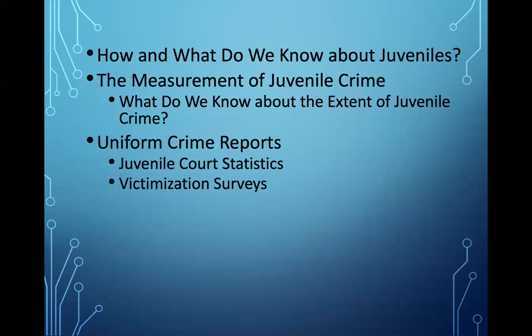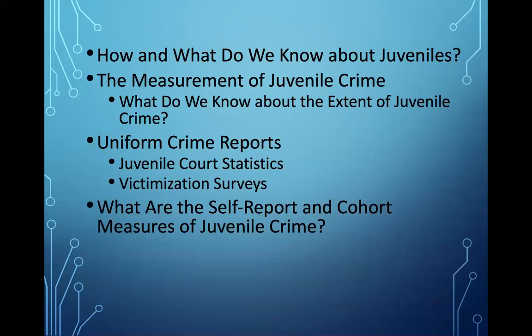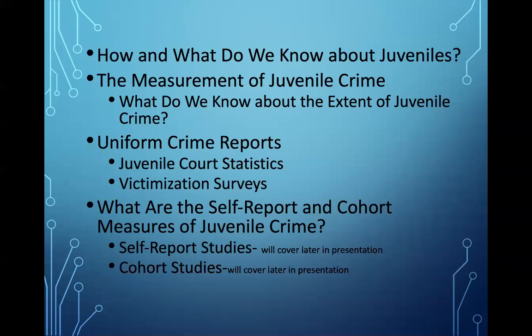We also know about it through victimization surveys, because we have found that a lot of times there's a lot of crime occurring that's not captured, either due to people not reporting it or the suspects not being caught. So we go to the victims, and so we're capturing it that way. We also are looking at what we call self-report and cohort measures of juvenile crime, and we're going to talk about those and explain those later in the presentation.